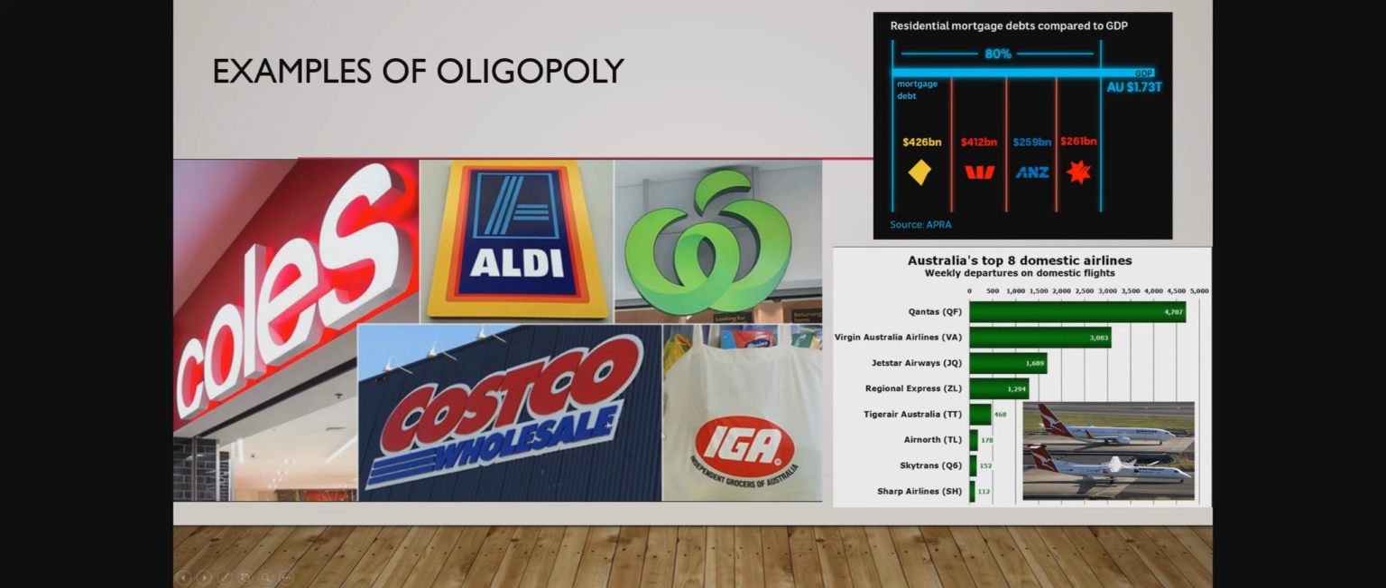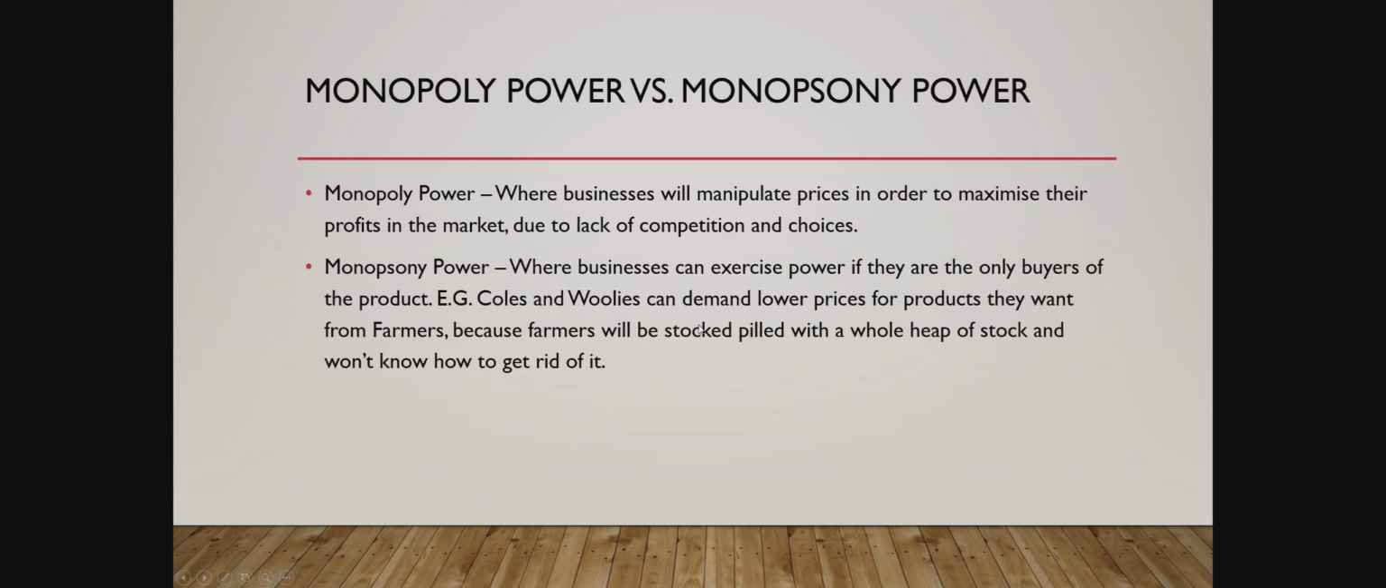So an example would be Coles and Woolies, who are like the 2 biggest players in the supermarket market. They can pretty much dictate to farmers how much they're willing to buy their inventory for. And farmers will most likely comply with it, because if Coles and Woolies, their 2 biggest customers, do not buy from them, they'll be stockpiled with all this stuff and they won't know how to get rid of it.